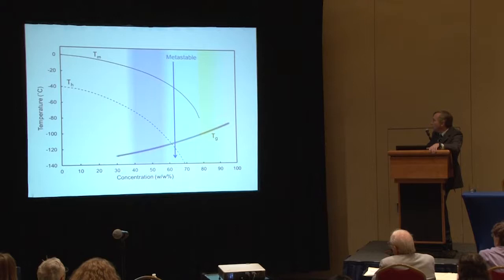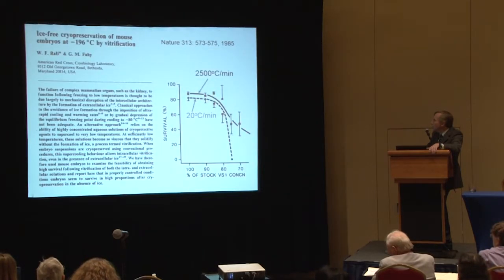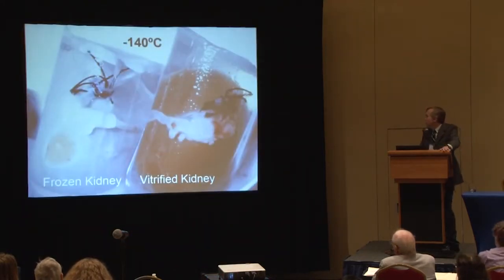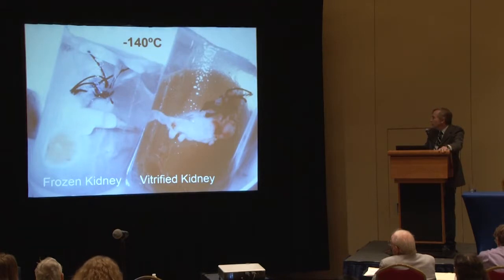Then we have metastable vitrification. The premier application paper for metastable vitrification was Rall and Fahy's work in 1985, where they successfully vitrified mouse embryos, cooling in one case at only 20 degrees Celsius per minute. At slightly greater concentrations in the metastable zone, you can do tricks like this. This, of course, was the work of Fahy and Austin Angell and others in 1984, where they showed that you could perfuse a rabbit kidney with a metastable concentration of vitrification solutes and structurally vitrify it.